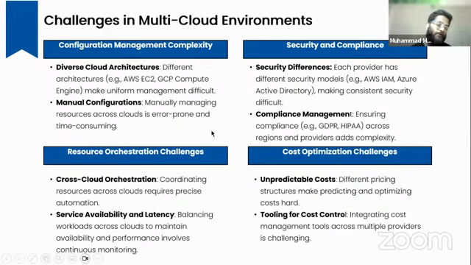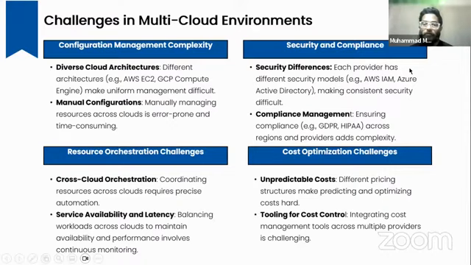Configuration management becomes complex due to various architectures, and it's difficult to achieve uniform management. Manually managing resources across clouds is error-prone and time consuming. The second challenge we are facing is resource orchestration across clouds. Coordinating resources across clouds requires precise automation, service availability and latency balancing. Balancing workload across clouds is difficult, and maintaining availability and performance involves continuous monitoring.